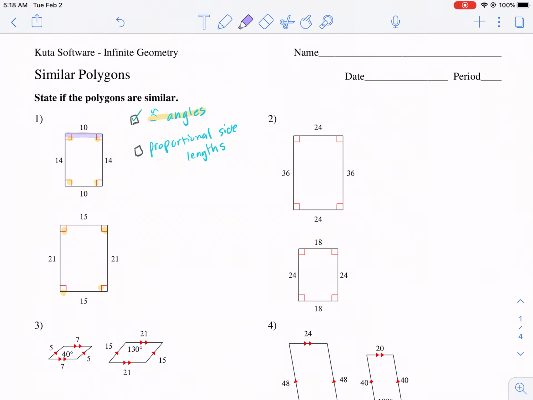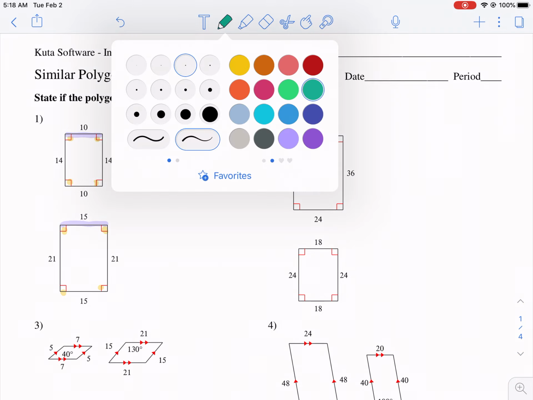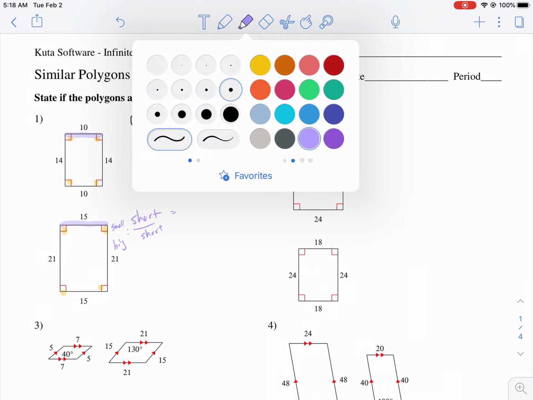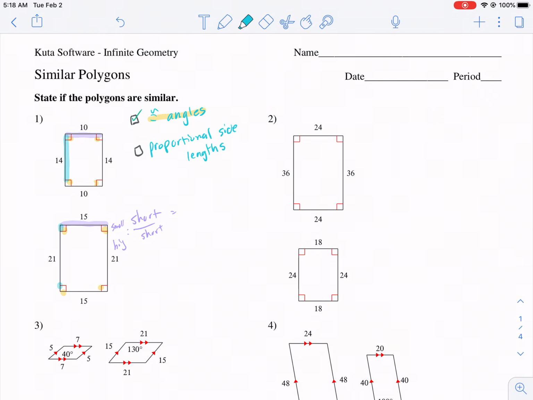So we're going to take this short side and compare it to this short side. So we need to know, is the short side of the small one, so we're comparing the small rectangle to the big rectangle, is the small one, the short side compared to the short side, the same as the long side? Okay, let's go to the blue one this time. The long side compared to the long side. There we go. Okay, so is it the same ratio? The long side divided by the long side.